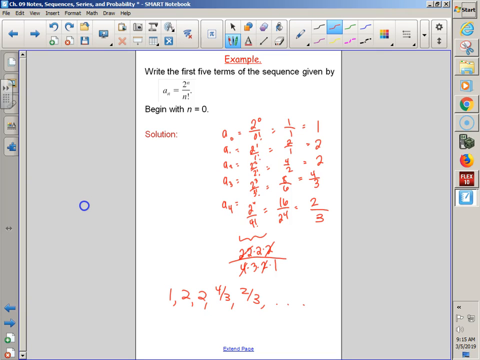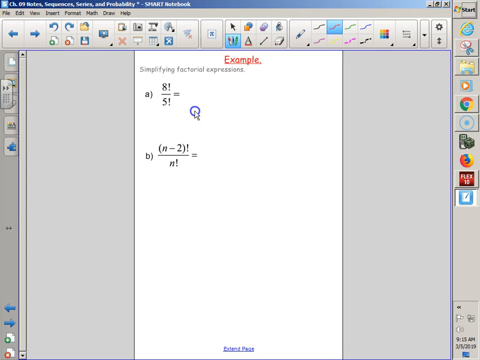This is a weird sequence, isn't it? If I was to ask you for the pattern, would this have been obvious to see? 1 goes up to 2, stays at 2, goes down to 4/3, goes down to 2/3. I don't know what's going on. It's a weird one, right? But is there a formula that's behind it? Yeah, there is.